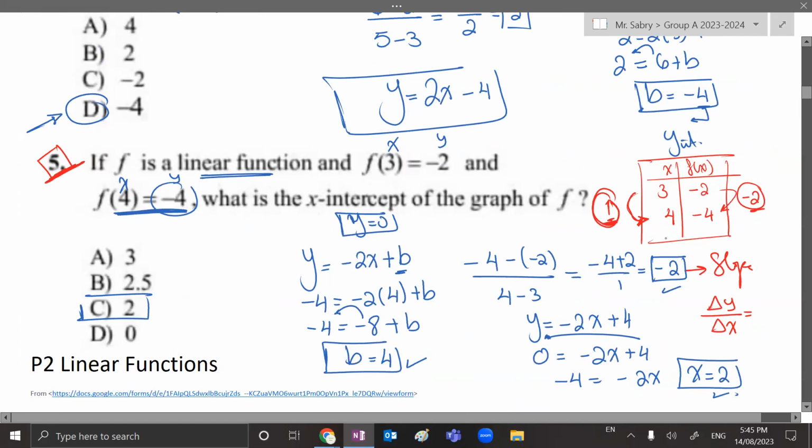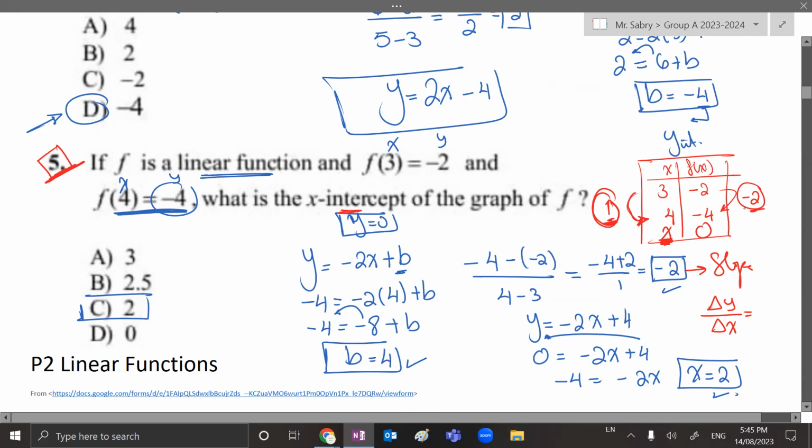When they give you that x equals, what they want to know, the x-intercept, means that y will be equal to 0. They need to know what the x value is. I can use the idea of the slope. I can say that the slope between the first 2 points must be equal to the slope between the second 2 points.